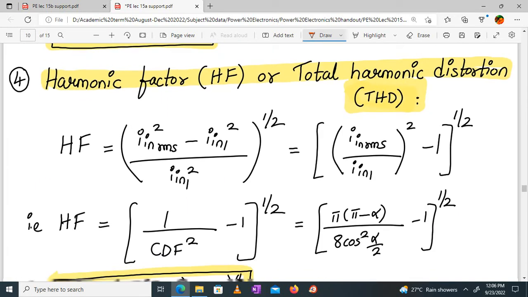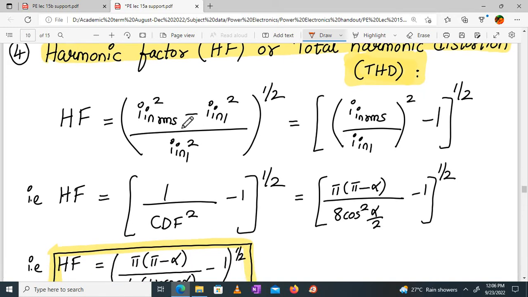Next, harmonic factor, or it is called total harmonic distortion. Write down both. Harmonic factor or total harmonic distortion, HF or THD. You know which formula you will write? This one, which I have taken down. HF is 1 upon CDF square minus 1, raised to half. So CDF you have calculated from the previous step. No need to remember this complex thing.